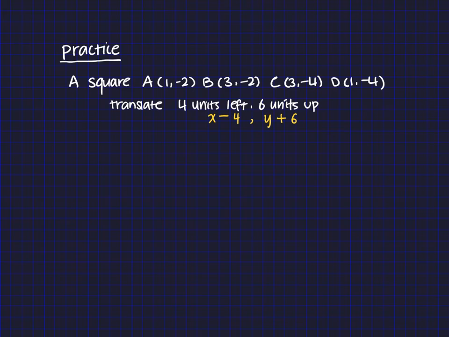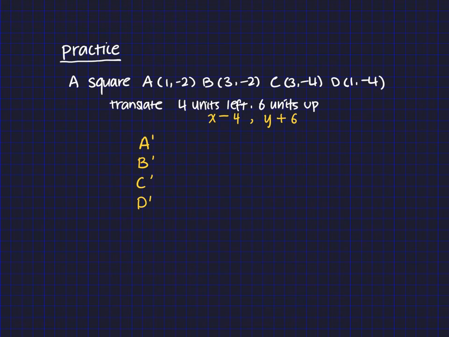So I'm going to go ahead and figure out my A prime, B prime, C prime, and D prime by adding, or actually subtracting 4 to my x values and adding 6 to my y values. Now I went ahead and wrote A prime, B prime, C prime, and D prime. If you want to try to find out these new points, you can go ahead and pause this video and try writing the answers. And then once you're done, you can unpause this video and I'll have the answers for you.